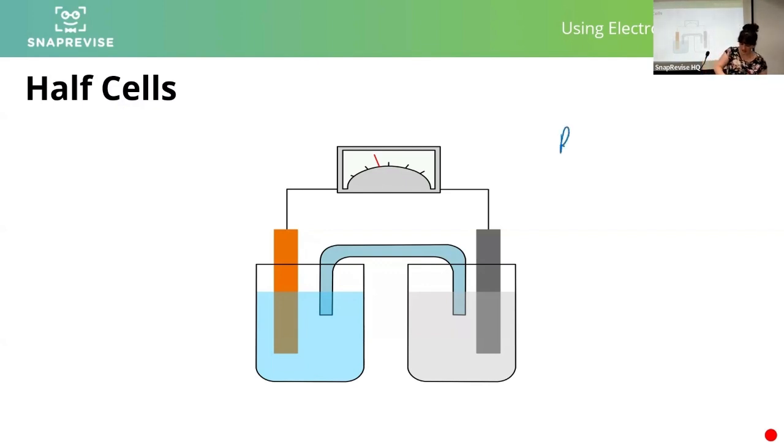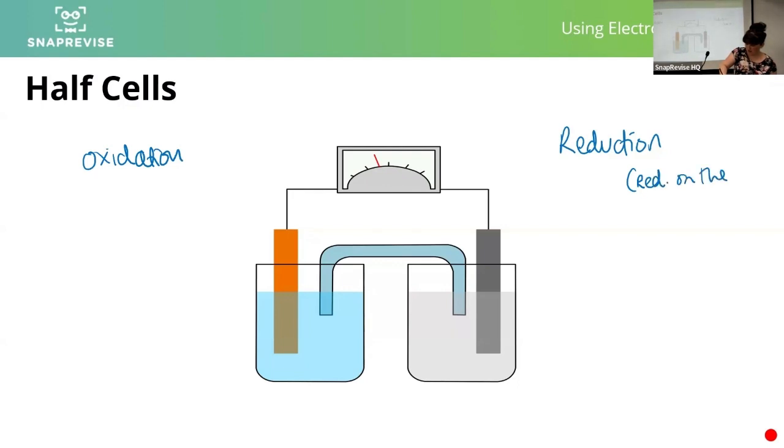So this right-hand side shows reduction. That is the reduction half cell. And so the left-hand side must be oxidation. Reduction on the right. Oh my goodness, my handwriting. Reduction on the right.